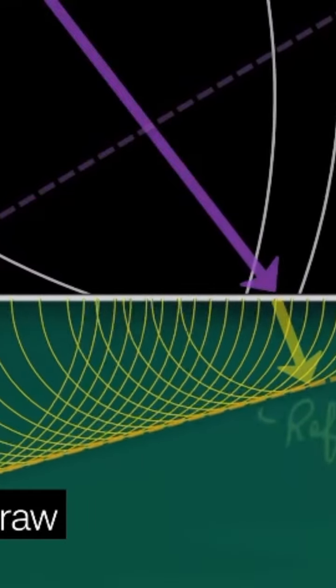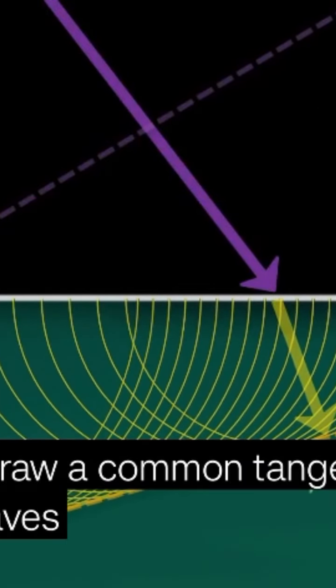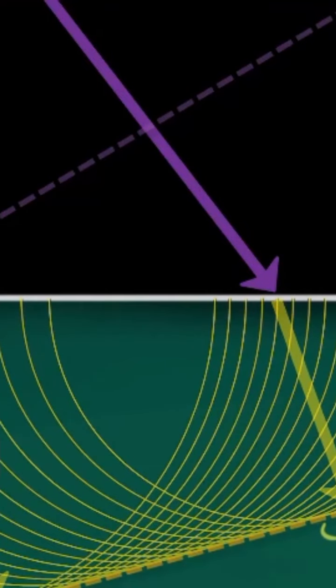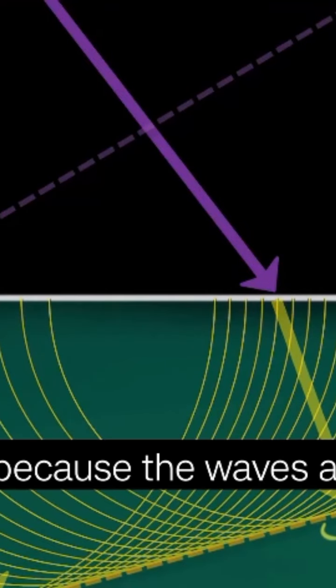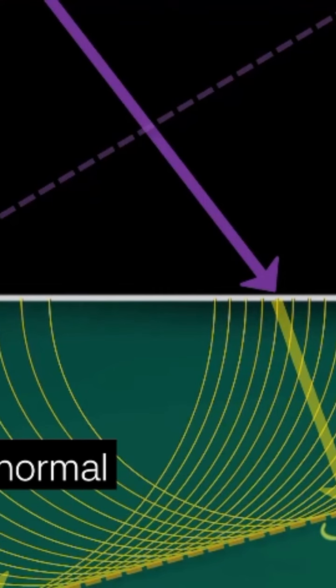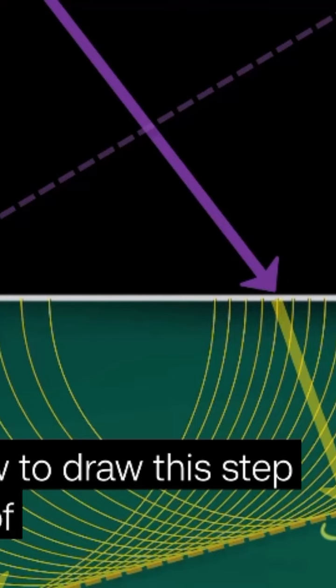And now when we draw a common tangent to these secondary waves, we get the refracted wavefront. And indeed we see, because the waves are traveling slower, the refracted wavefront is bent towards the normal. So now let's see how to draw this step by step on a piece of paper and see if we can prove Snell's law. So here's our air and water.